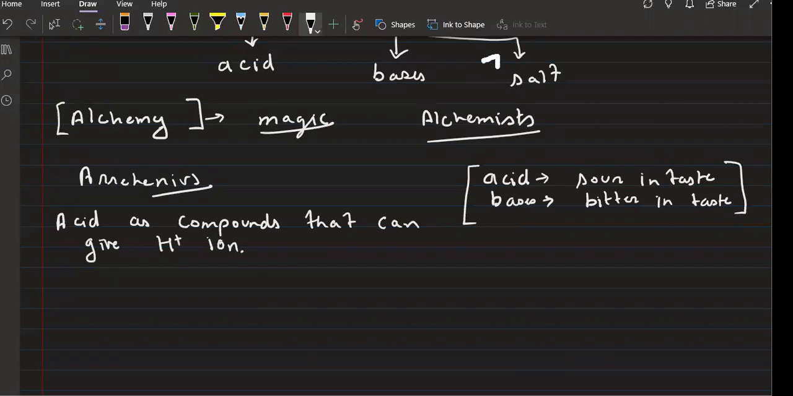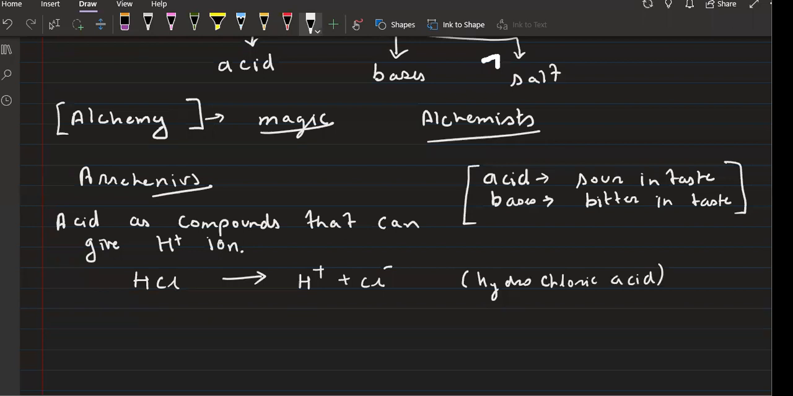So you might be thinking, what is the meaning of this? Now just think about HCl. If you break down HCl, tell me what will be the components. Tell me everyone, what will be the components of HCl? Yes. So it will be H plus and Cl minus, right? Yes, this is called hydrochloric acid.